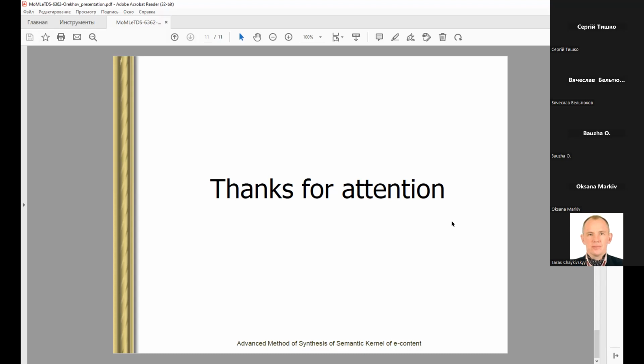Okay, you defined a semantic kernel for some documents, and where is this kernel physically placed? On the side of the client or on the server, or where?